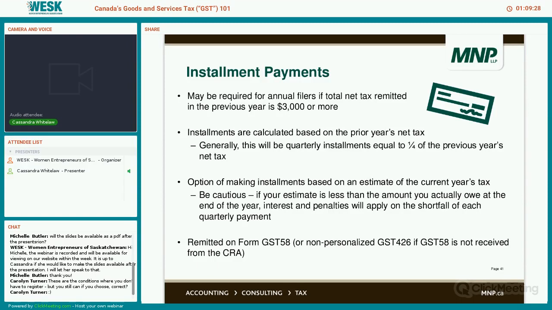Form GST 58 is the personalized version of the installment payments. Generally, the CRA will send this to businesses. So just make sure that you're getting your installment payments in on time, even if the CRA didn't send you something.